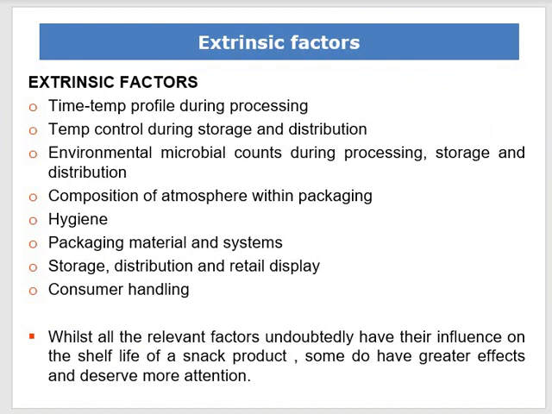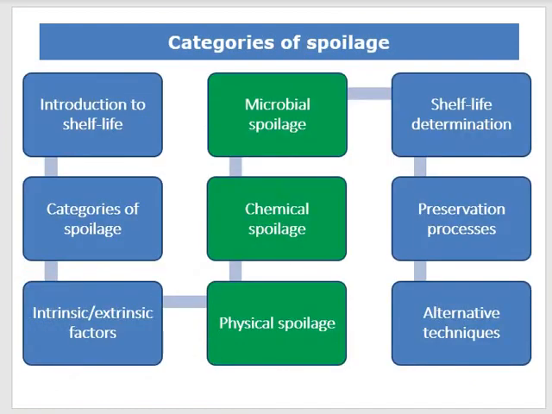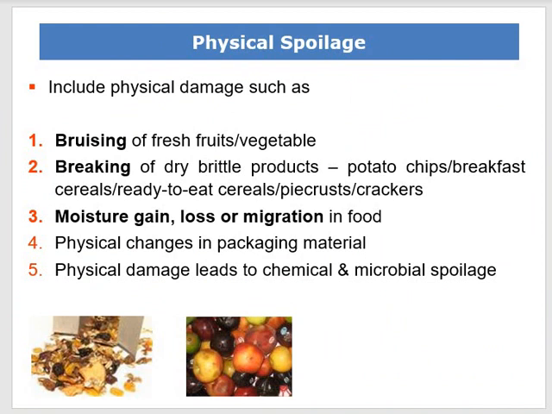Now that we've spoken about the different factors affecting spoilage, we then focus on the different categories of food spoilage, whereby we're going to talk about the physical, chemical, and microbiological spoilage. So in terms of physical spoilage, what is physical spoilage? Physical spoilage is the spoilage in terms of the actual product, how it looks.